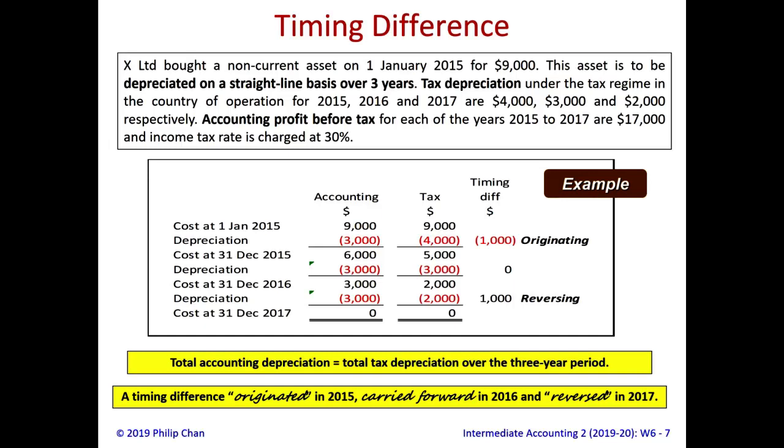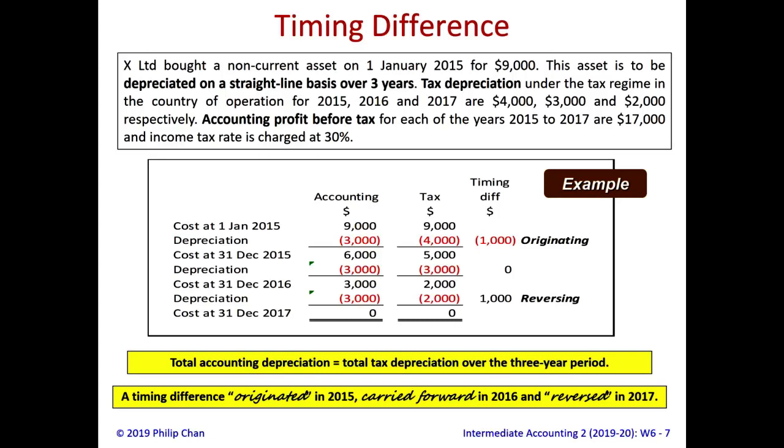Okay, and obviously you can see that the company itself, X Limited, does not have to pay more tax overall over 3 years. The tax figures should be the same, right? Because they have the same total tax depreciation and total accounting depreciation.